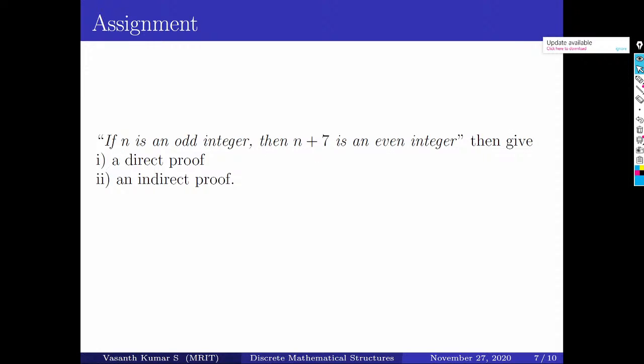Now I have given one assignment problem for you. This is similar to the previous problem. If n is an odd integer, then instead of n plus 9, I have given n plus 7 is an even integer. Then give a direct proof and an indirect proof, just those 2 statements. Okay, my dear students, try this problem by yourself.